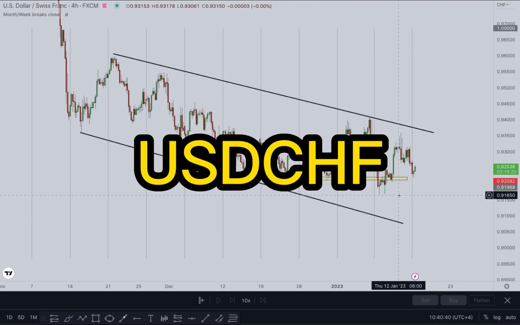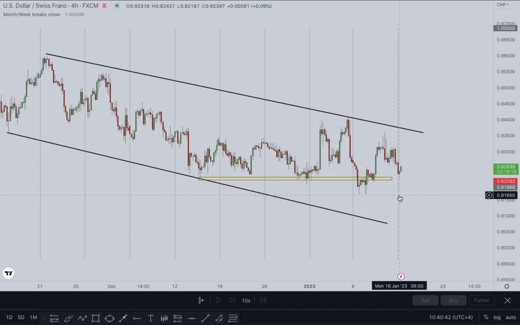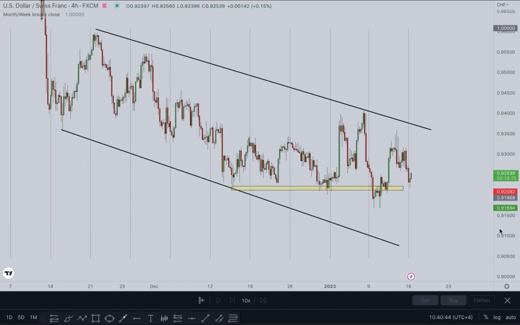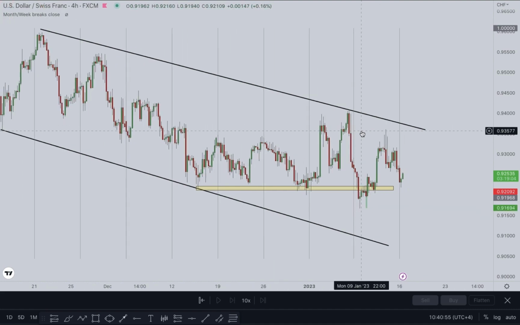Let's take a look at USDCHF. This trade was actually a loss, and I'm going to explain to you how we took this trade and how it resulted in a loss. So this is exactly where the market opened for last week.